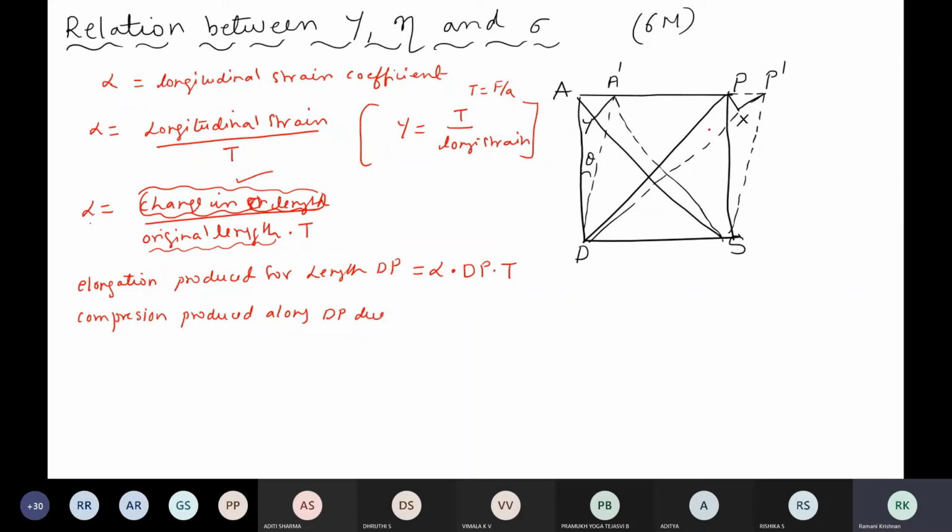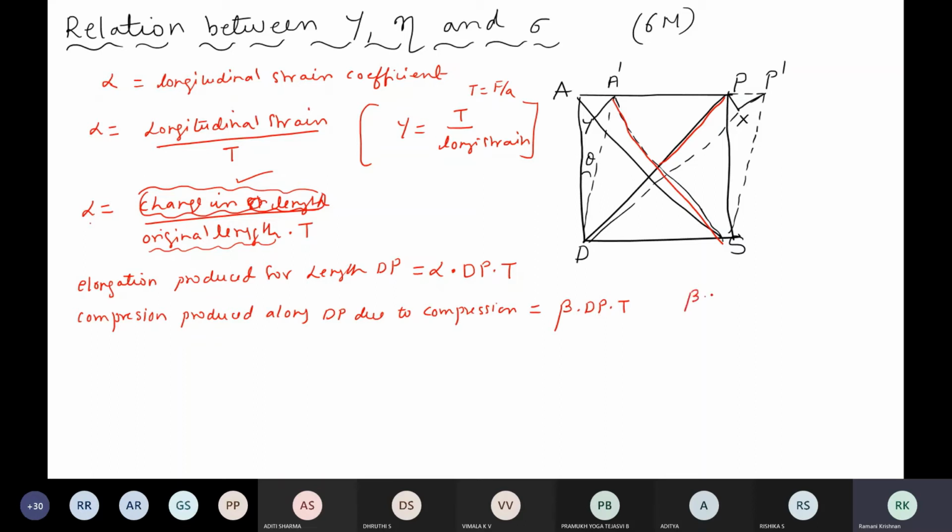That means you saw here, no? If this side it is getting elongated, there is another force acting perpendicular to it, lateral. This is the compressing stress. So the compression produced along dp, due to the compressive stress, I can write compression is equal to beta dot dp dot t. Can I write?